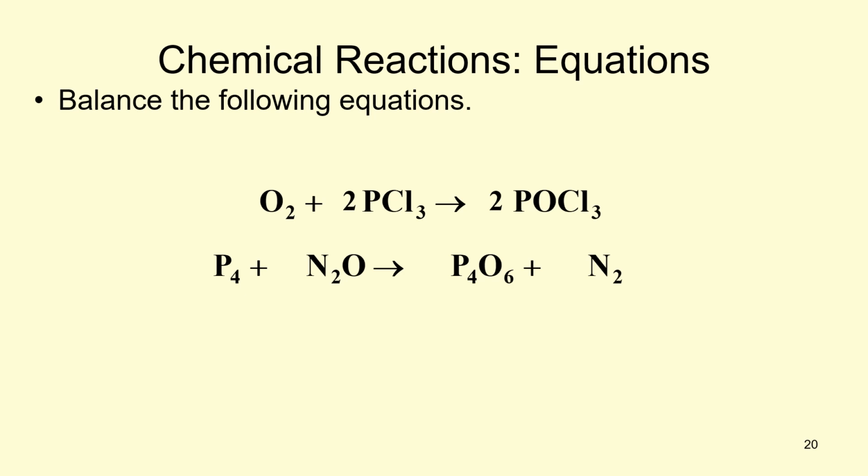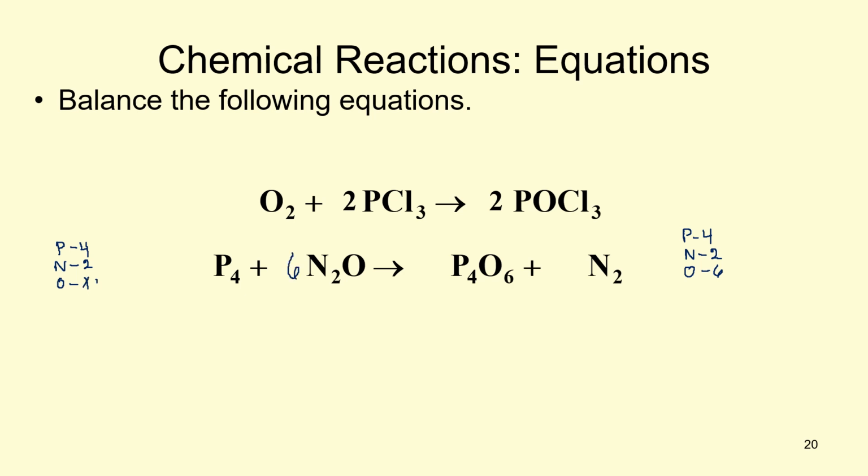So let's see, on the left-hand side, we have 4 P's, 2 N's, and 1 O. On the right-hand side, we have 4 P's, 2 N's, and 6 O's. So again, 2 out of the 3 are balanced. I'm going to have to balance my O's, and if I need 6 O's here, I have to put a 6 in front of that.